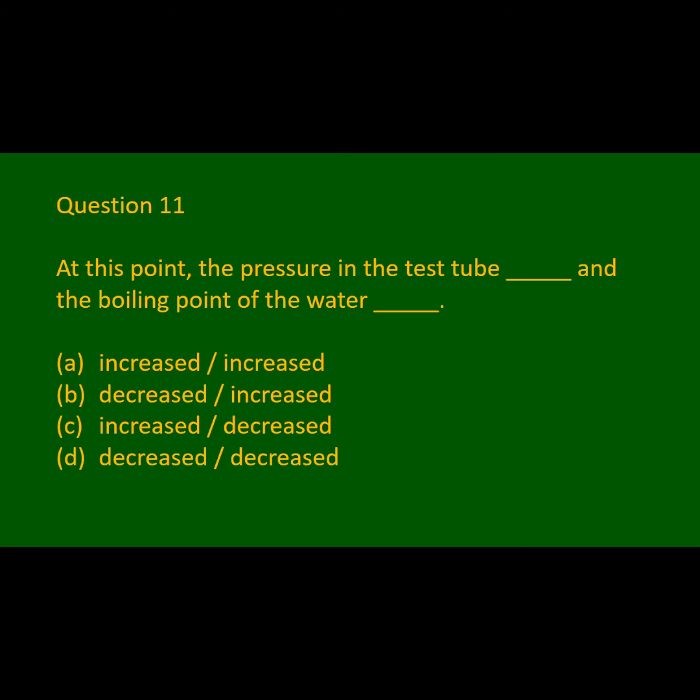Question 11. At this point, the pressure in the test tube, blank, and the boiling point of the water, blank. A. Increased and increased. B. Decreased and increased. C. Increased and decreased. D. Decreased and decreased.